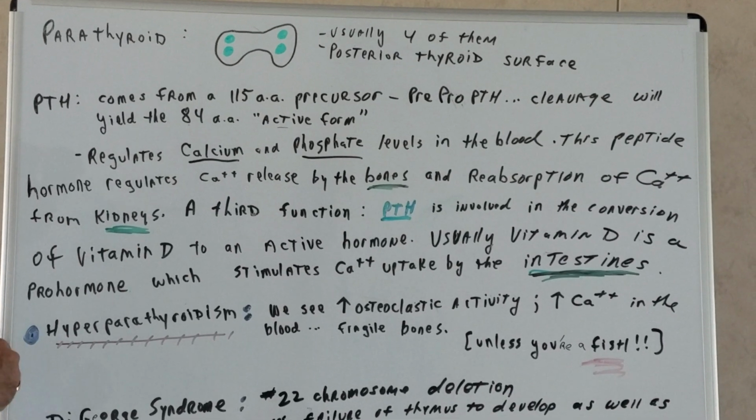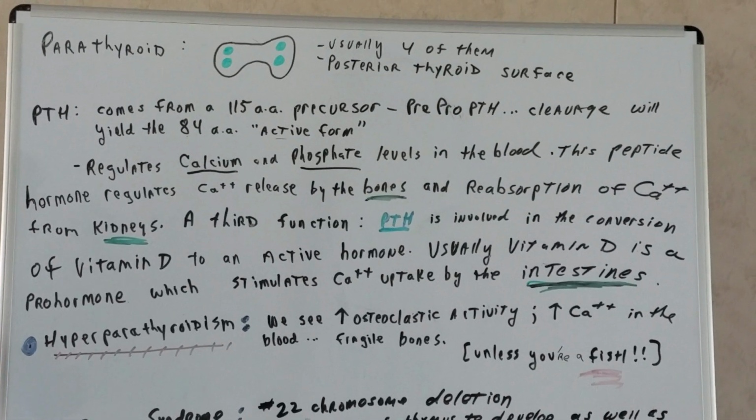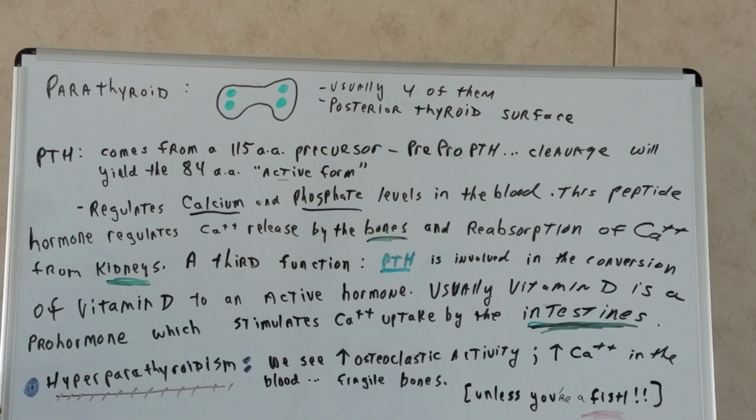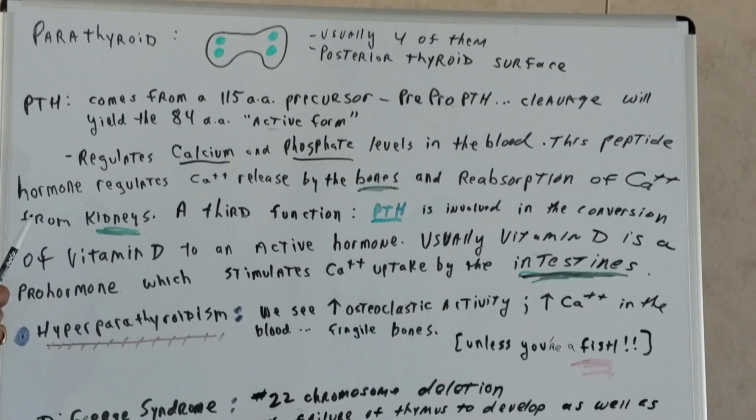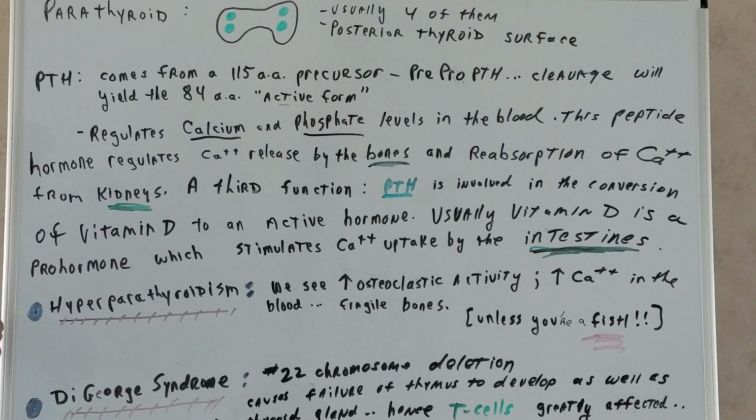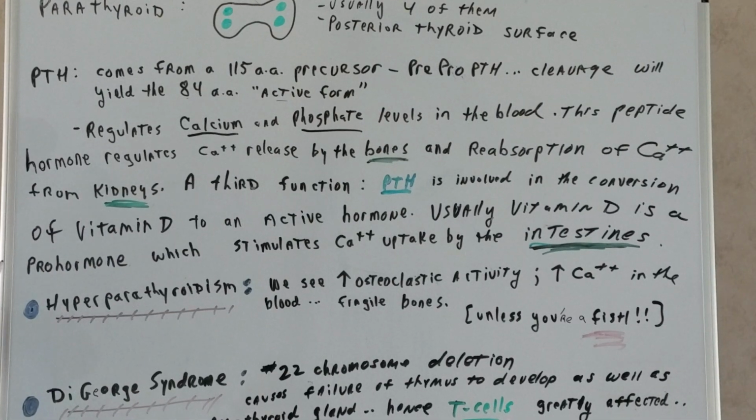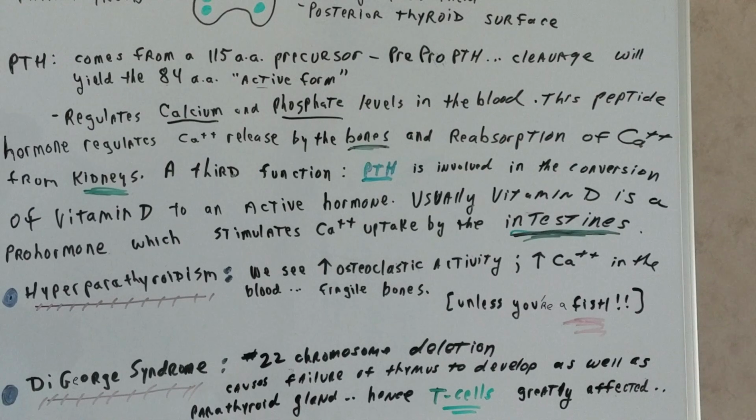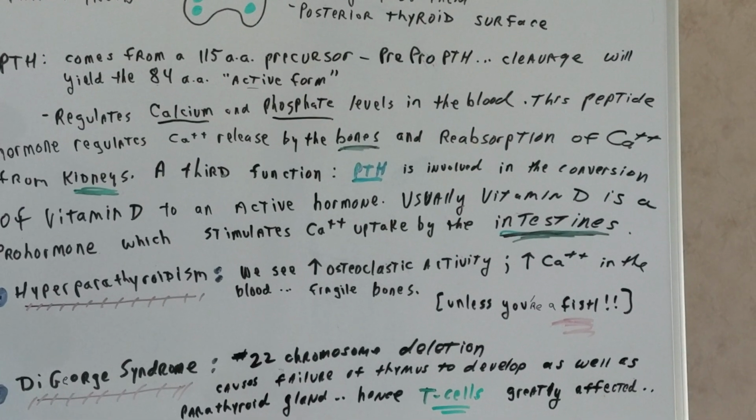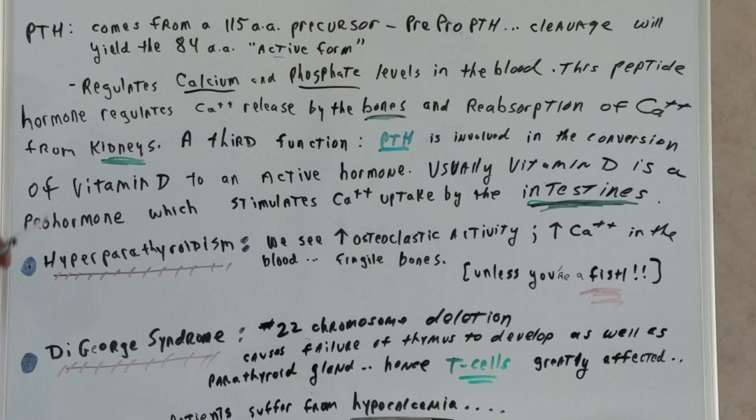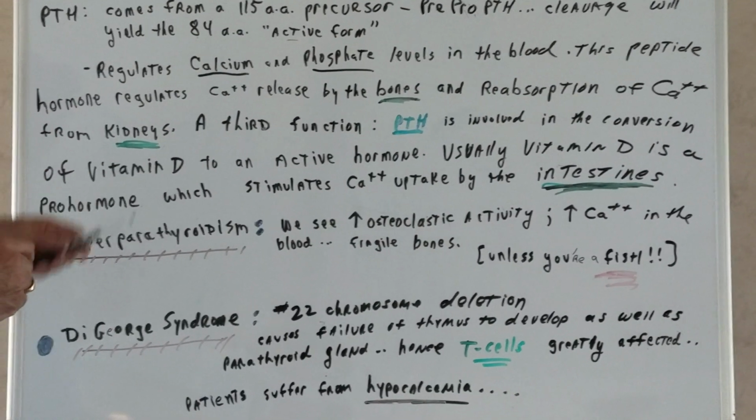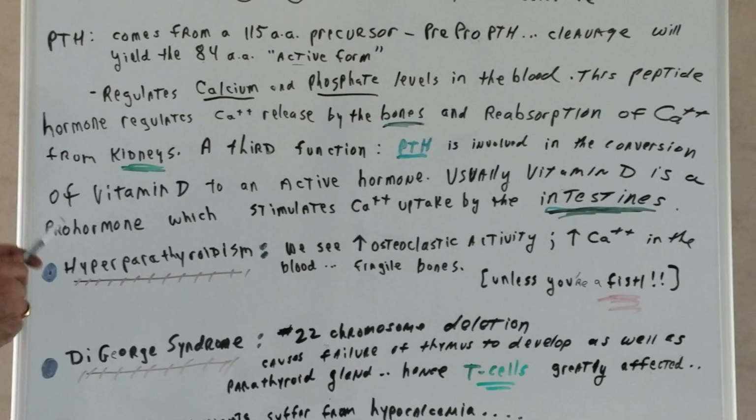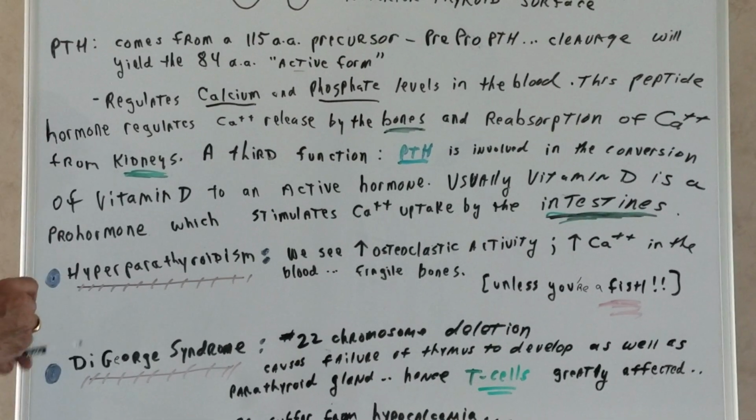A 3rd function is that PTH is involved in the conversion of vitamin D to an active hormone. Now, usually vitamin D is a pre-hormone, so it's got to be activated, and we're going to see vitamin D is involved in the stimulation of calcium uptake by the intestines. And that's a little known fact that most students don't realize. So these are the 3 big things: the calcium, the phosphate, as well as the stimulation of the calcium uptake by the intestines with the aid of vitamin D.